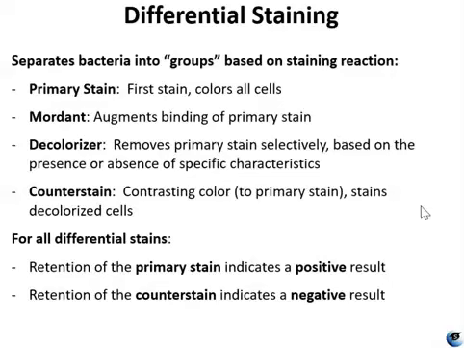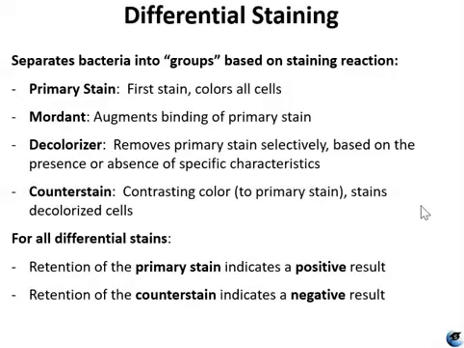The decolorizing step removes the primary stain selectively based on the presence or absence of a specific characteristic. So if the cells have the structure that you're looking for, the mordant will hold the primary stain when you're decolorizing. But if the cells do not have that structure, then the primary stain gets washed away with the decolorizer. And then the counter stain is a contrasting color, a different color from the primary stain. The counter stain will stain cells that were decolorized in the decolorizing step.